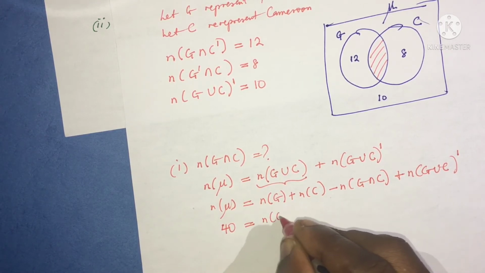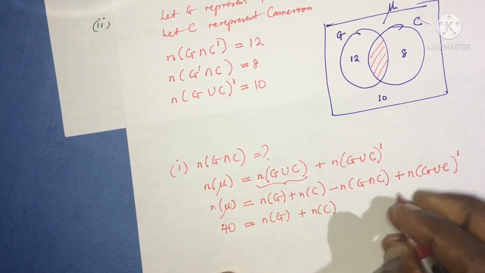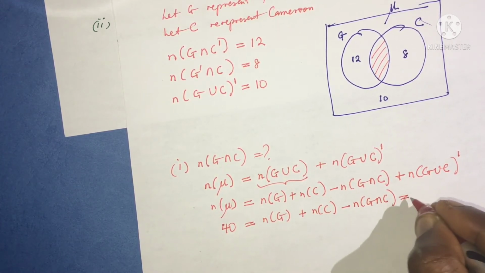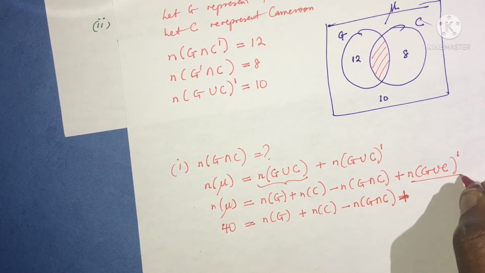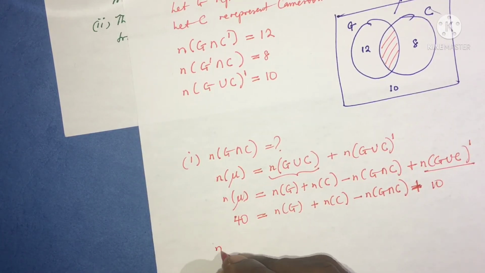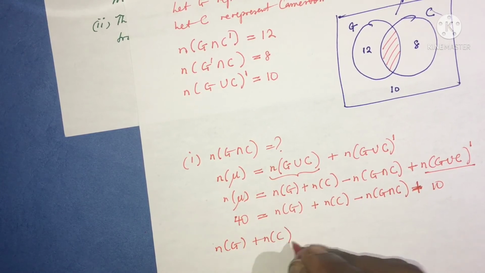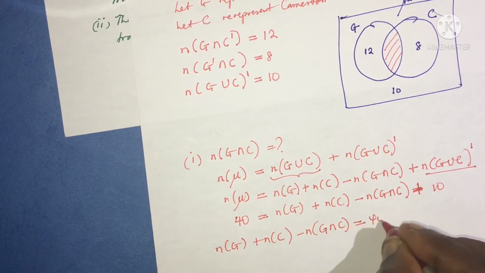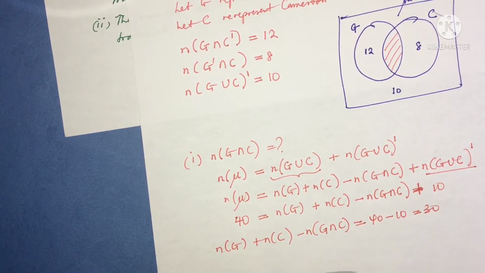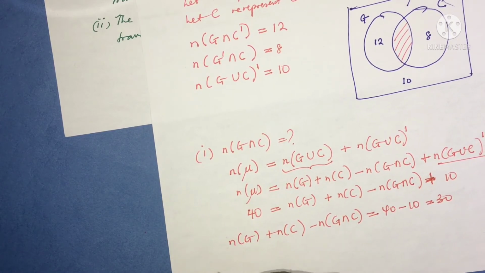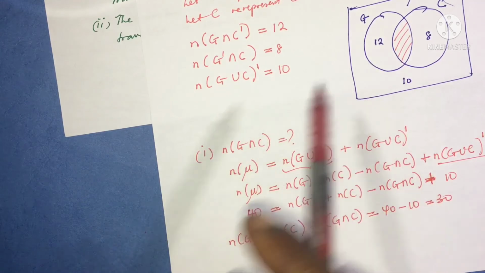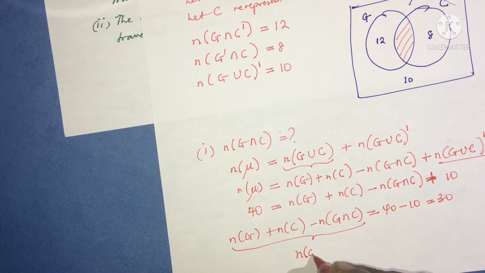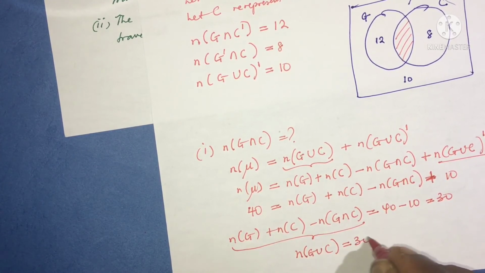So I'm going to write here n(G) plus n(C) minus n(G intersection C) equals what we are given. We are given this to be 10. So n(G) plus n(C) minus n(G intersection C) is equal to 40 minus 10, which is actually equal to 30, and that implies that the union of these sets will give us 30. So n(G union C) gives 30.